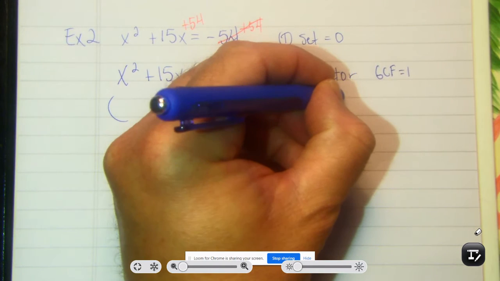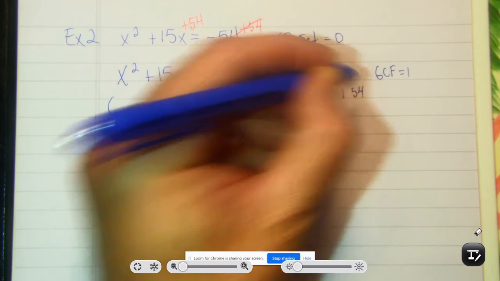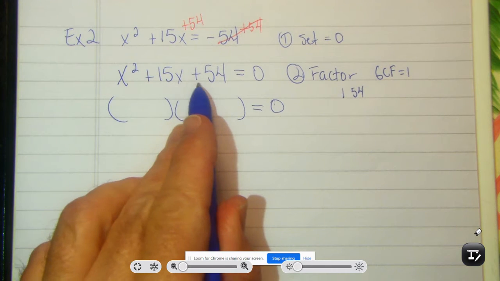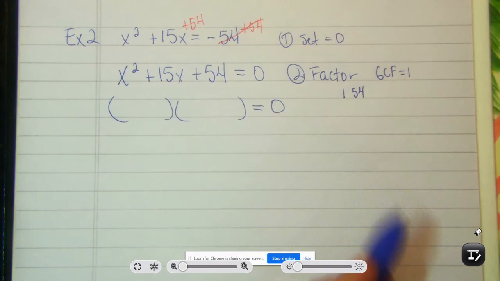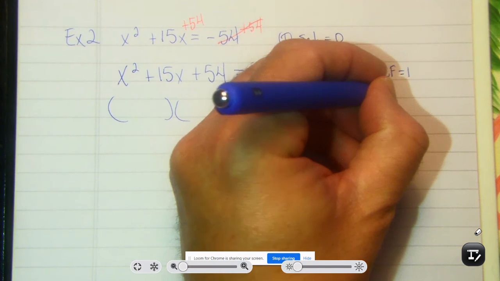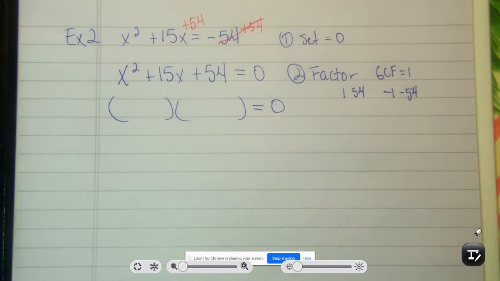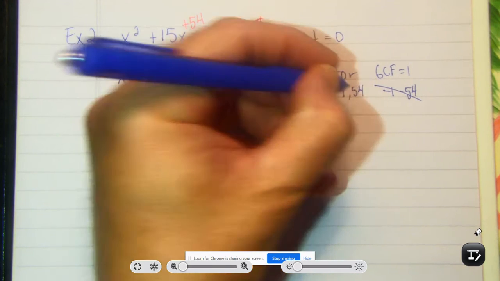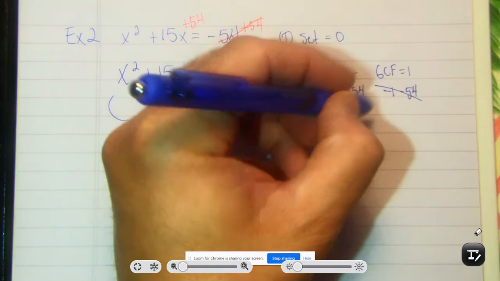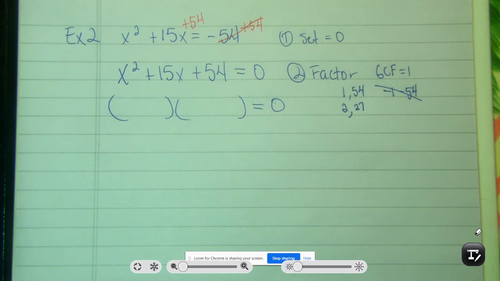And so I think about that. That's 1 times 54. I'm only going to consider positive ones because they're going to add to be 15. And 15 itself is positive. Of course, I know that negative 1 times negative 54 equals positive 54, but if I add those two, I get a negative answer. So I'm not going to worry about those. So I got 1 and 54, 2 and 27. If I add 2 and 27, I get 29. That's not what I'm looking for.